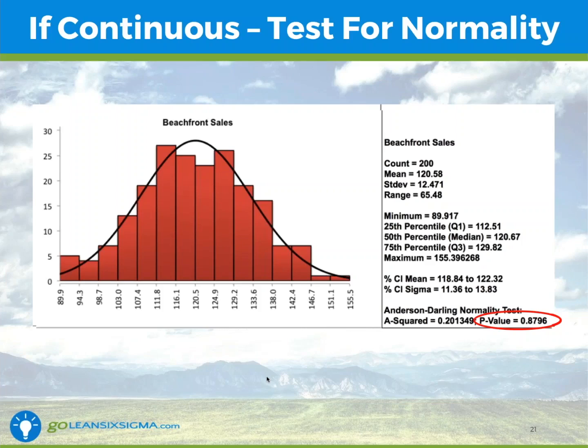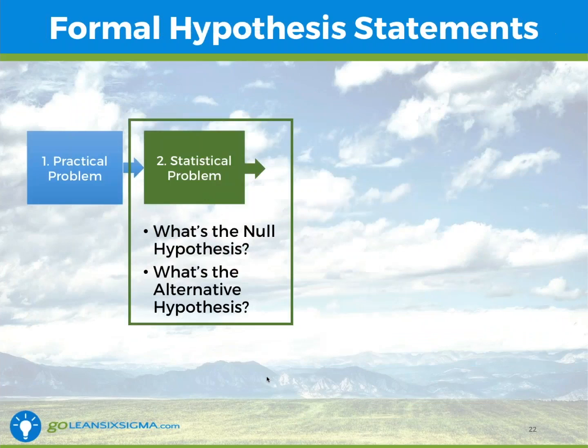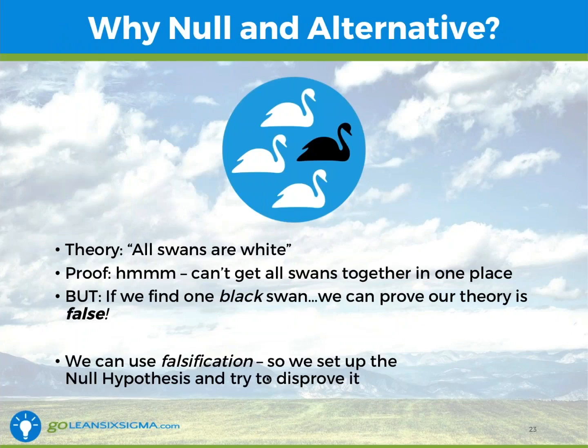So next up, we're going to move away from English into math. Formal hypothesis tests require us to come up with formal hypothesis statements in order to run the test. So in this case, what is the null hypothesis and what is the alternative hypothesis? These are the two statements we have to come up with to run the test. Now, why? You're thinking, I have a hypothesis. What's up with this null and alternative? Why do you need them both?